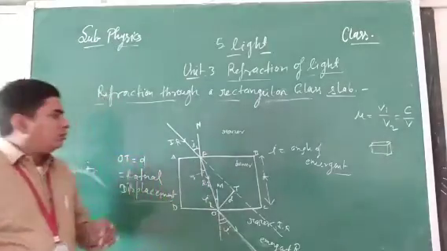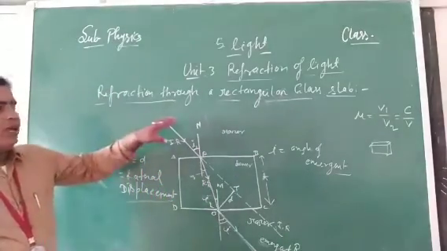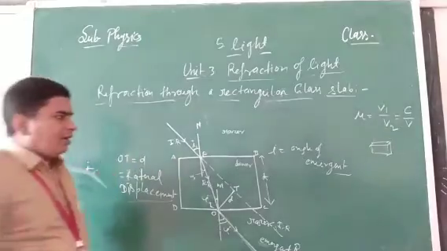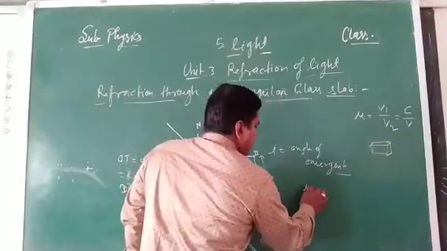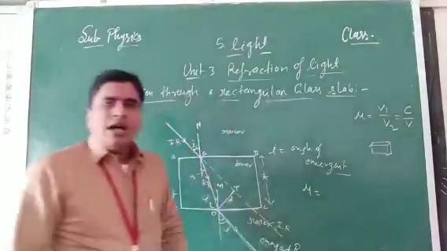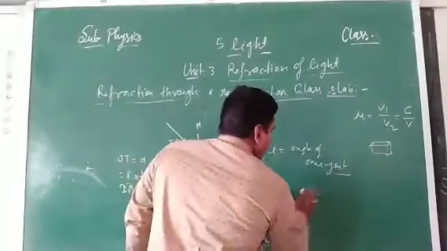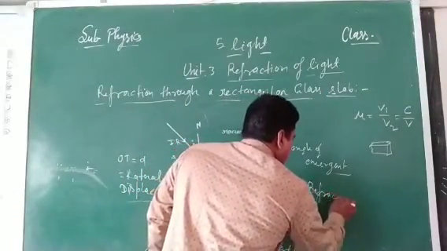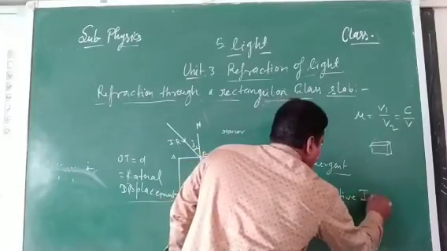Okay, students? So this is the refraction through a rectangular glass slab. Clear? Now in the next class we will discuss some numerical problems based on the refractive index.